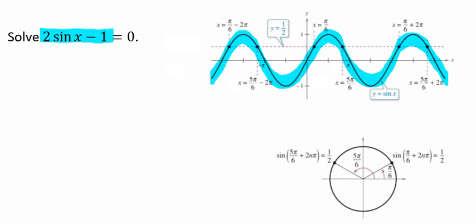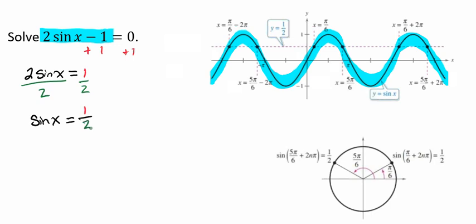So we're going to start off by adding 1 to both sides. We're going to add 1 to each side, and that's going to leave us with 2 times the sine of x equals 1. Then we'll divide both sides by 2, and that's going to give us that the sine of x equals 1/2.